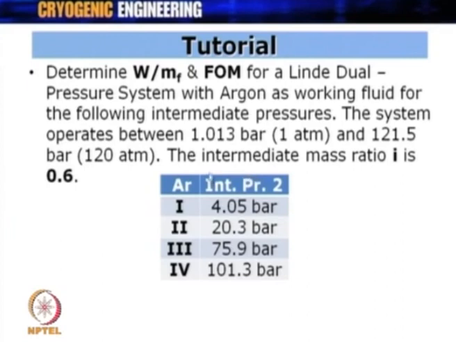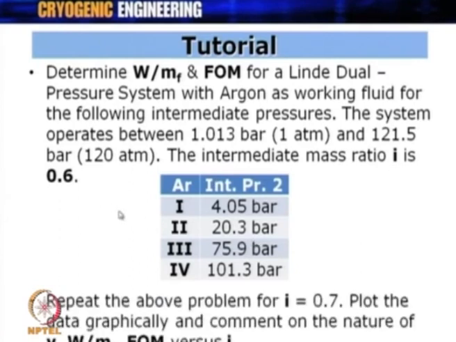First, we should calculate how much work per unit mass of gas liquefied one gets at different intermediate pressures, with the intermediate mass ratio I equal to 0.6. Then the tutorial also asks what happens if I go from an I value of 0.6 to 0.7. So, repeat the above problem for I equal to 0.7, plot the data graphically, and comment on the nature of Y, W by m dot F and figure of merit versus I.